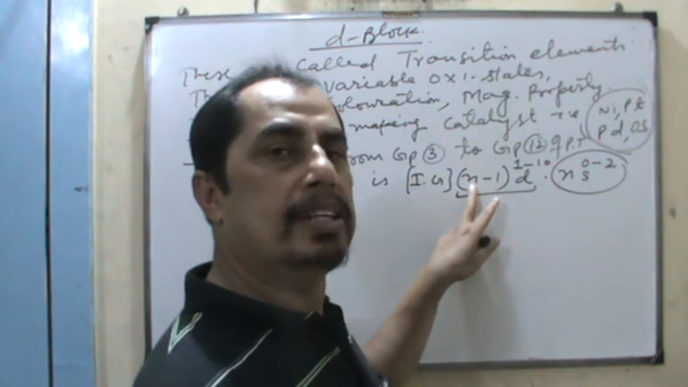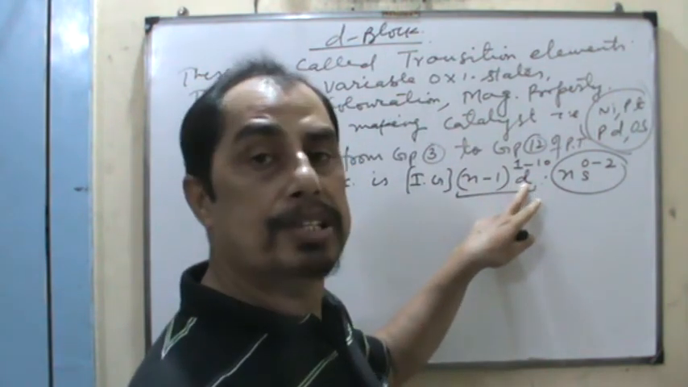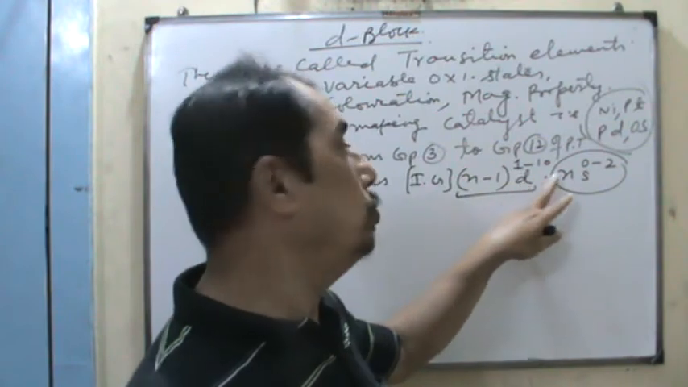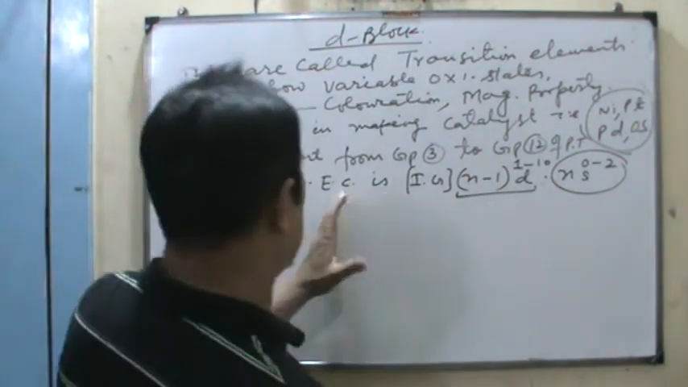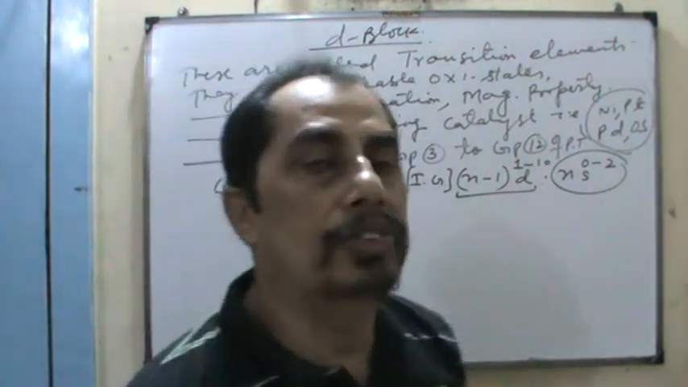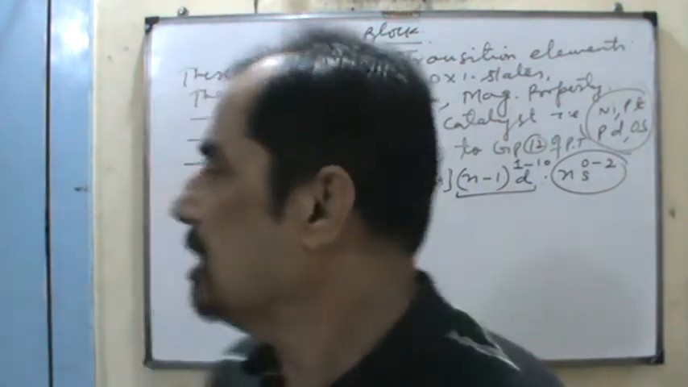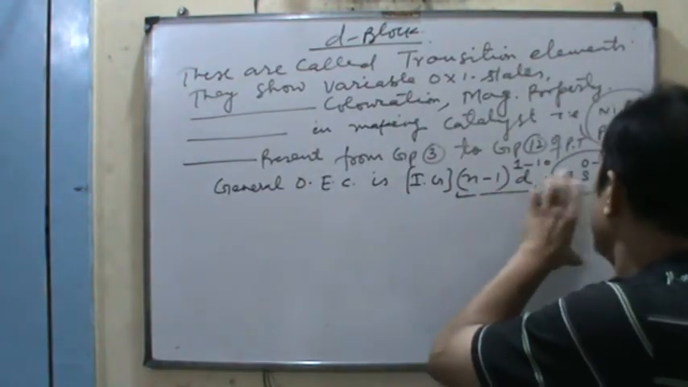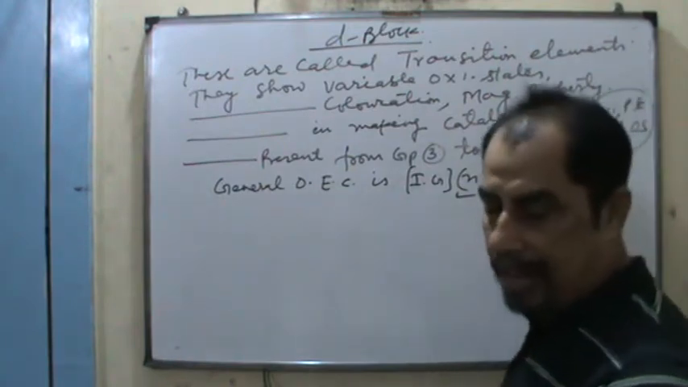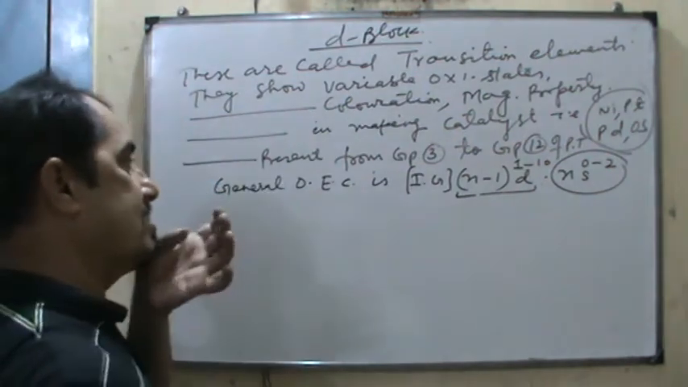n is the number of the period and d is the subshell, and the d capacity is 1, 2, 3 up to 10. So again, remember this formula. This is very important. The outer electronic configuration of a transition element is inert gas (n-1)d1 to 10 ns0 to 2. That is the way you can write the electronic configuration.